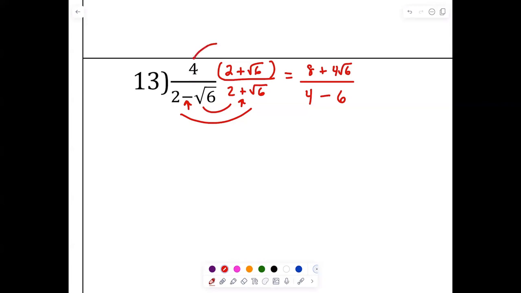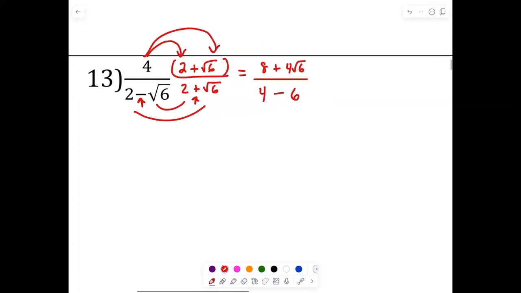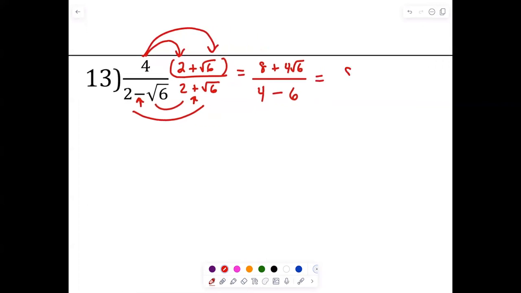Are you doing 4 times 2? Then you have to do 4 times that. What's 4 minus 6? All right, so we're going to put 8 plus 4 radical 6 over. Now, I need everyone's attention here. Is that divisible by 2? So I can divide all 3 of those numbers by -2.